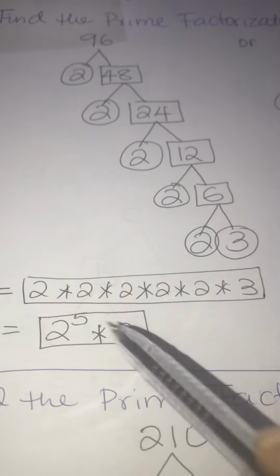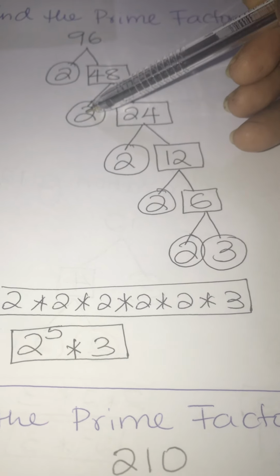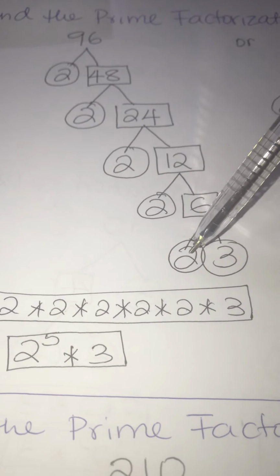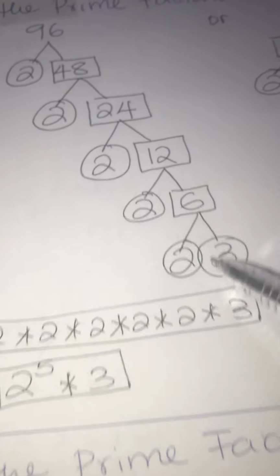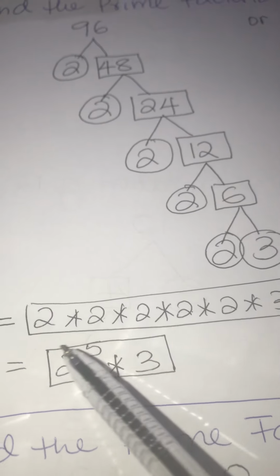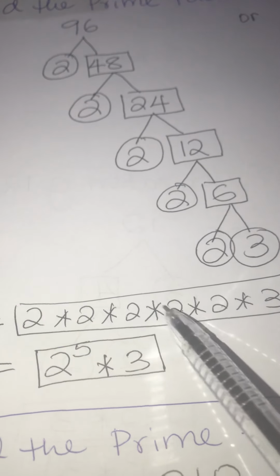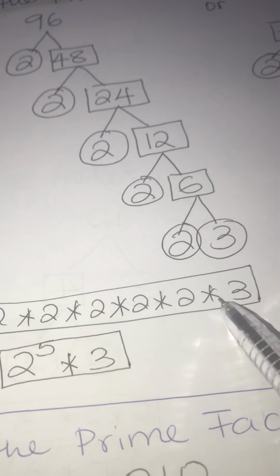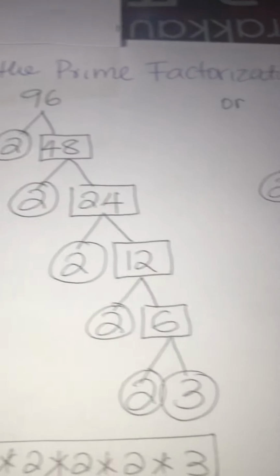Okay? Now, how many 2's do I have? Let's count. 1, 2, 3, 4, 5. So I wrote 5 2's and 1 3. And that is how I write my exponent. Like that. And remember, it is multiplication, not add, multiplication.